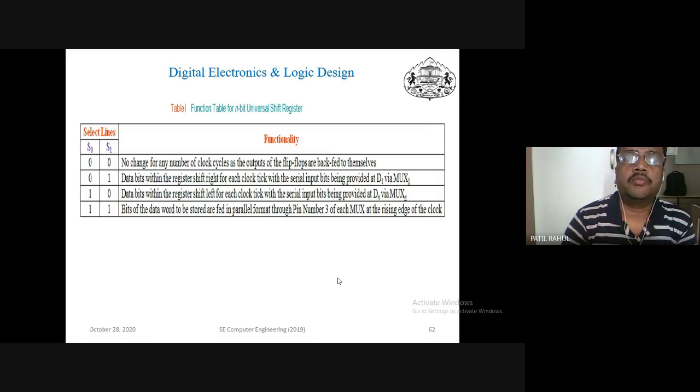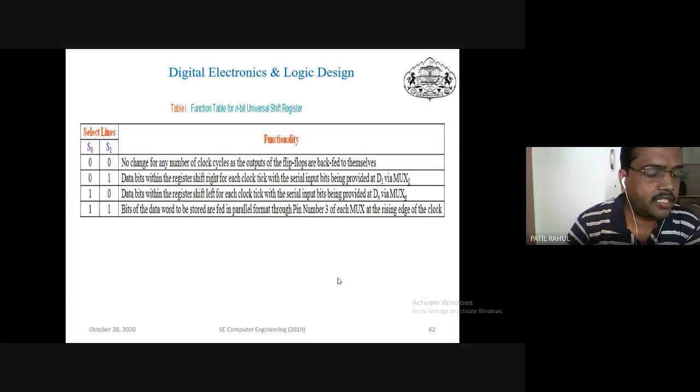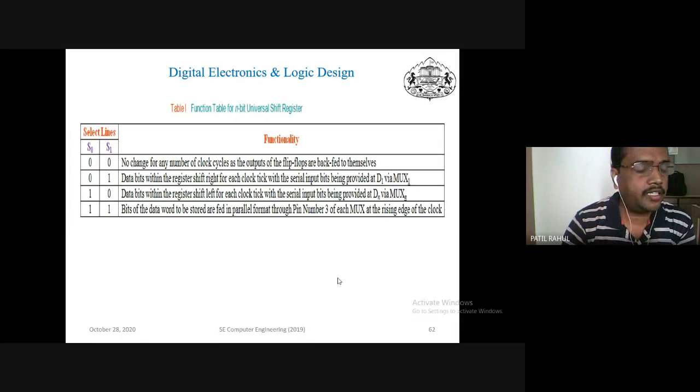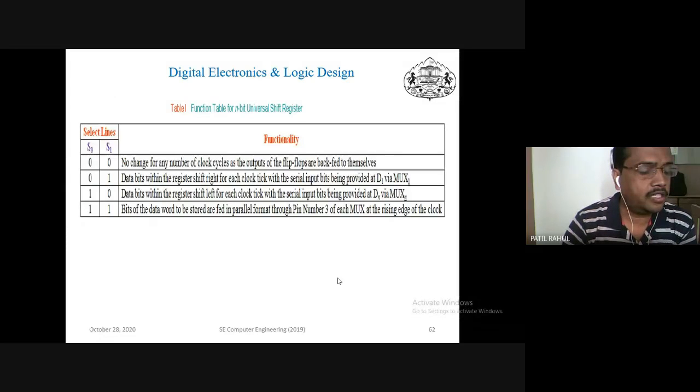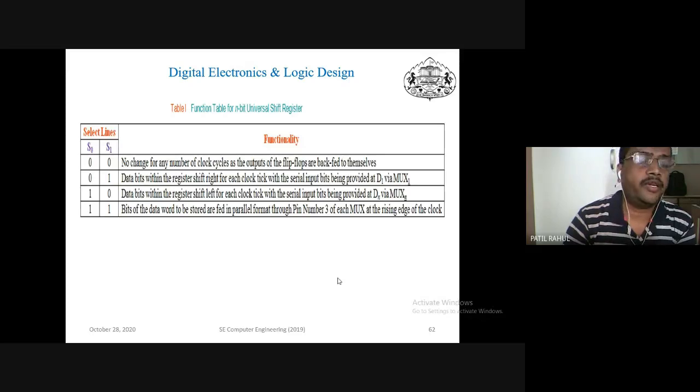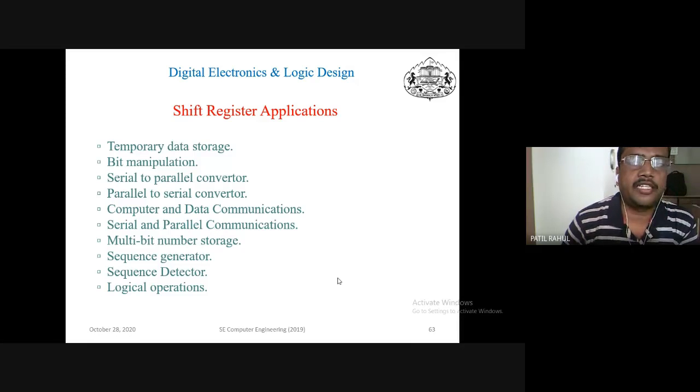Because of these four operations, we call this shift register a universal shift register, because it shifts the bits right, it shifts the bits left, and it also does parallel loading operations. We already saw in the previous lecture how it works. So these are the shift register applications.